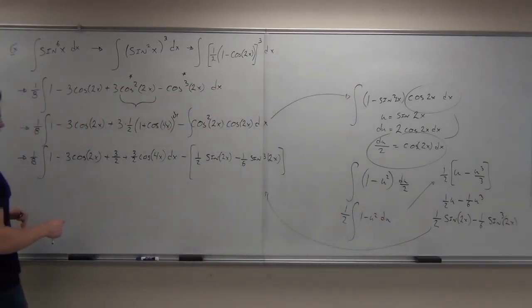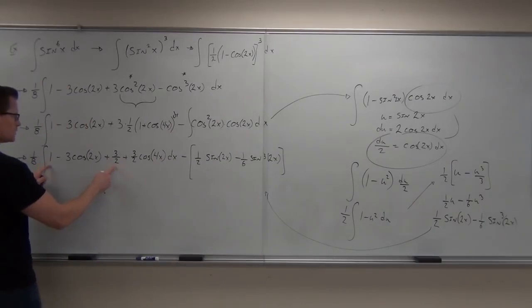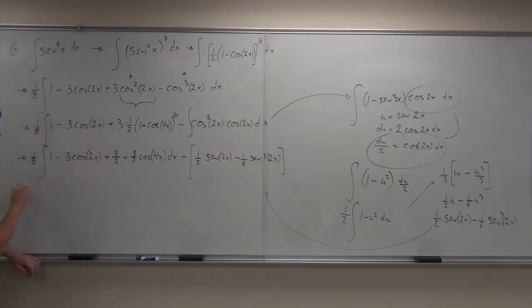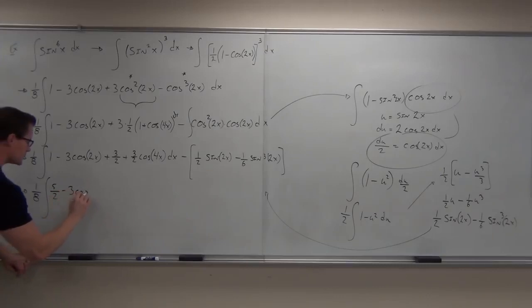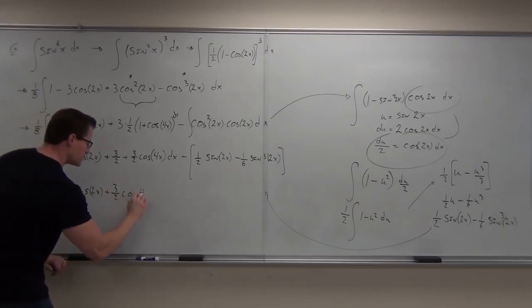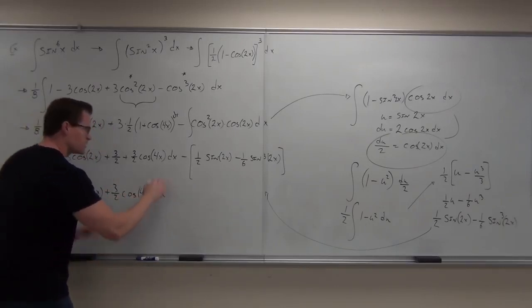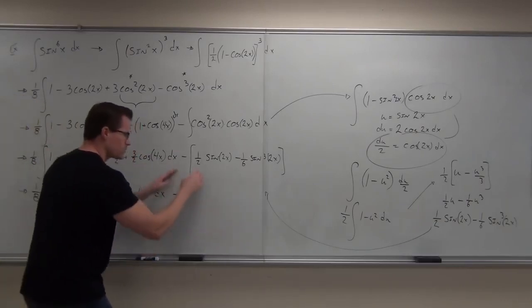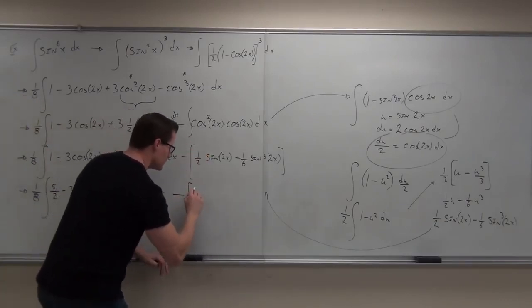What like terms do we have? 3/2 and 1 3 halves. How much is it? 5 halves. So this is going to be 5 halves. So 1/8 integral 5 halves minus 3 cosine 2x. This is gone. Plus 3 halves cosine 4x. Notice dx. Calculus ends here. This we've already done. Distribute.